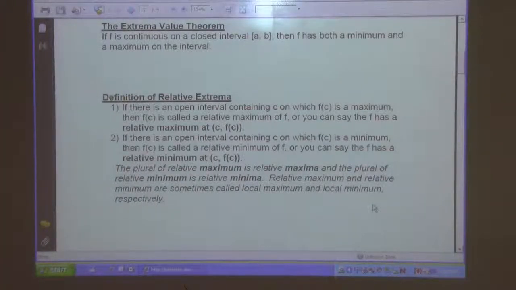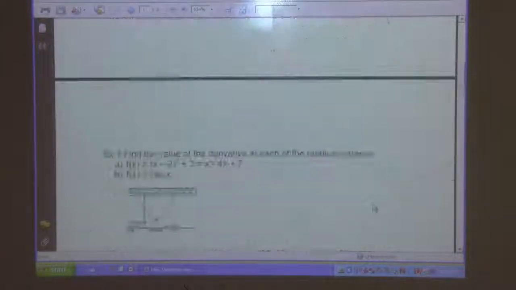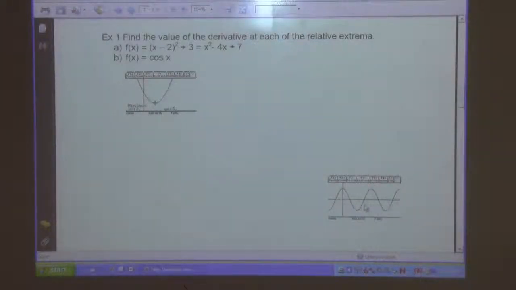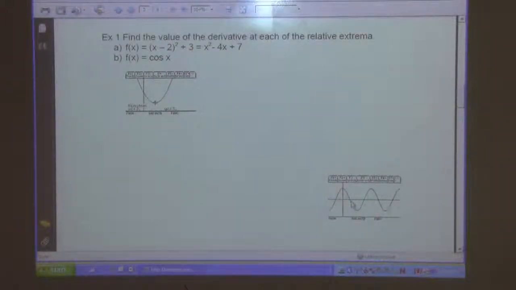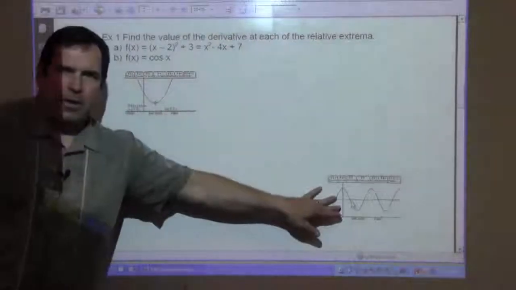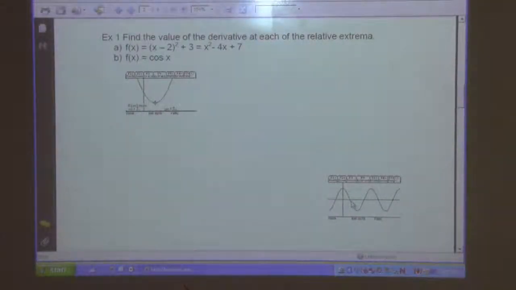Let's go on to the next page here. It says, find the value of the derivative at each of the relative extrema. So you might recognize these are all graphs that came from my TI-89 graphing calculator. I just imported the image. So that should be familiar.